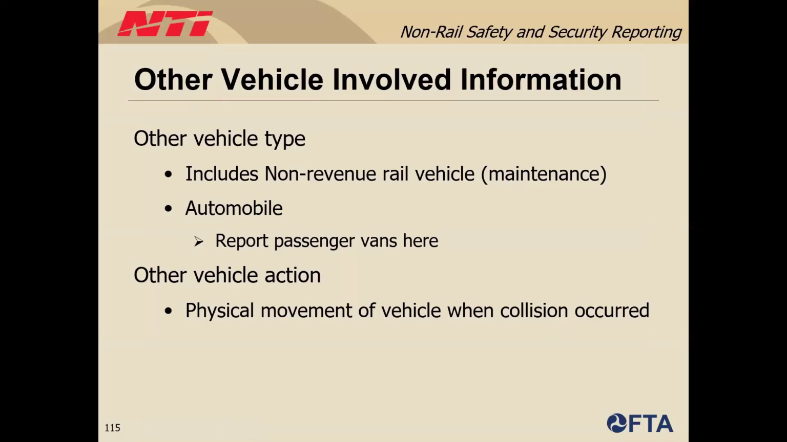The form collects the type of other vehicle. The form includes an option for a non-revenue rail vehicle. The automobile option would be used for both cars and passenger vans like a Dodge Caravan, for example. The action or physical movement of the other vehicle at the time of the collision is also collected.